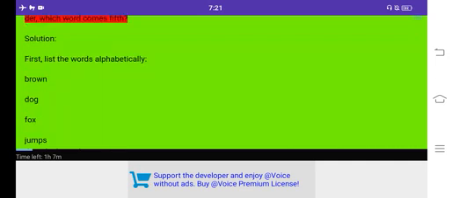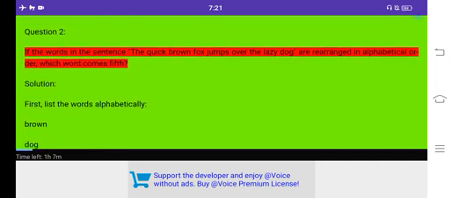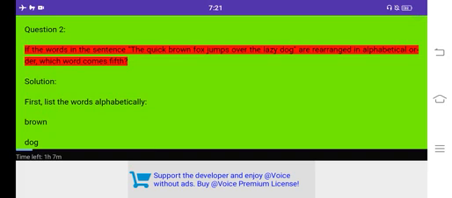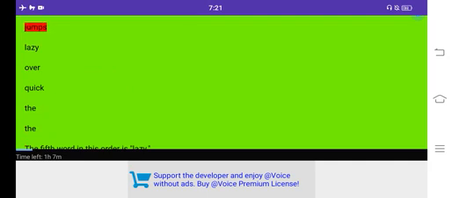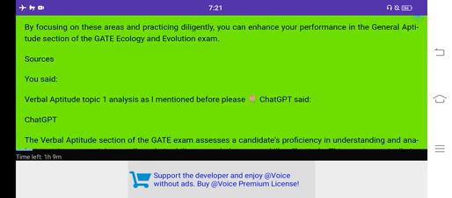Question 2. If the words in the sentence, "the quick brown fox jumps over the lazy dog," are rearranged in alphabetical order, which word comes fifth? Solution. First, list the words alphabetically. Brown. Dog. Fox. Jumps. Lazy. Over. Quick. The. The fifth word in this order is lazy.